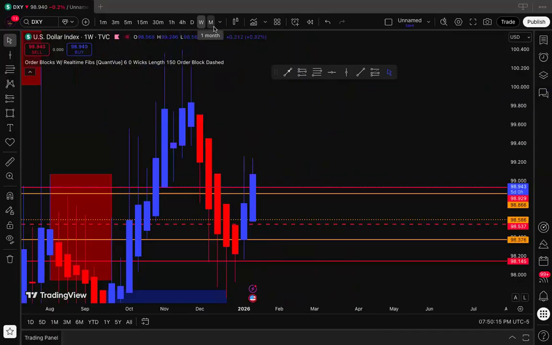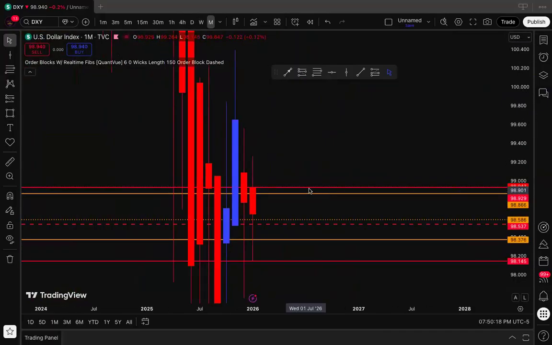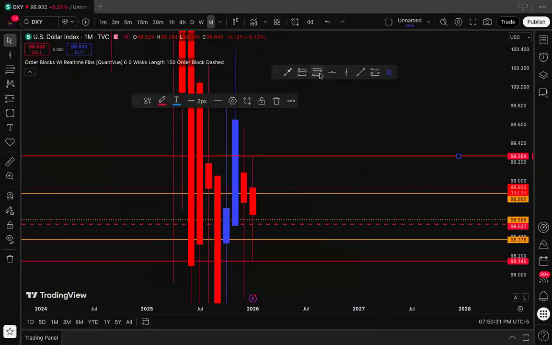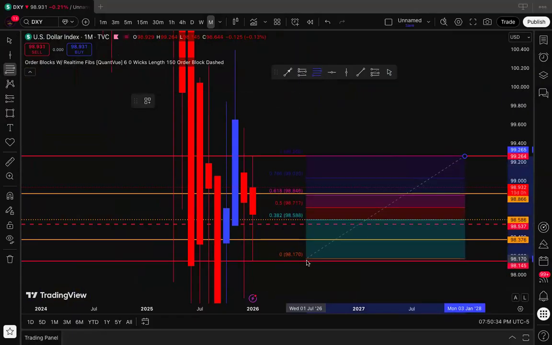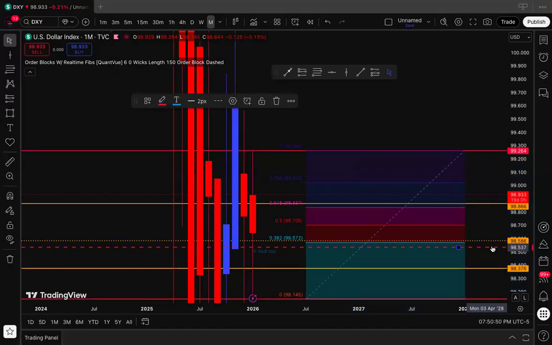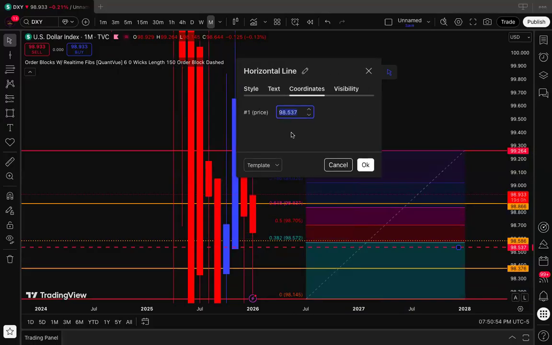Update the chart for the DXY. So the monthly high for the DXY is 99.264. 99.264, 98.145. Mid-month level of support is 98.705.